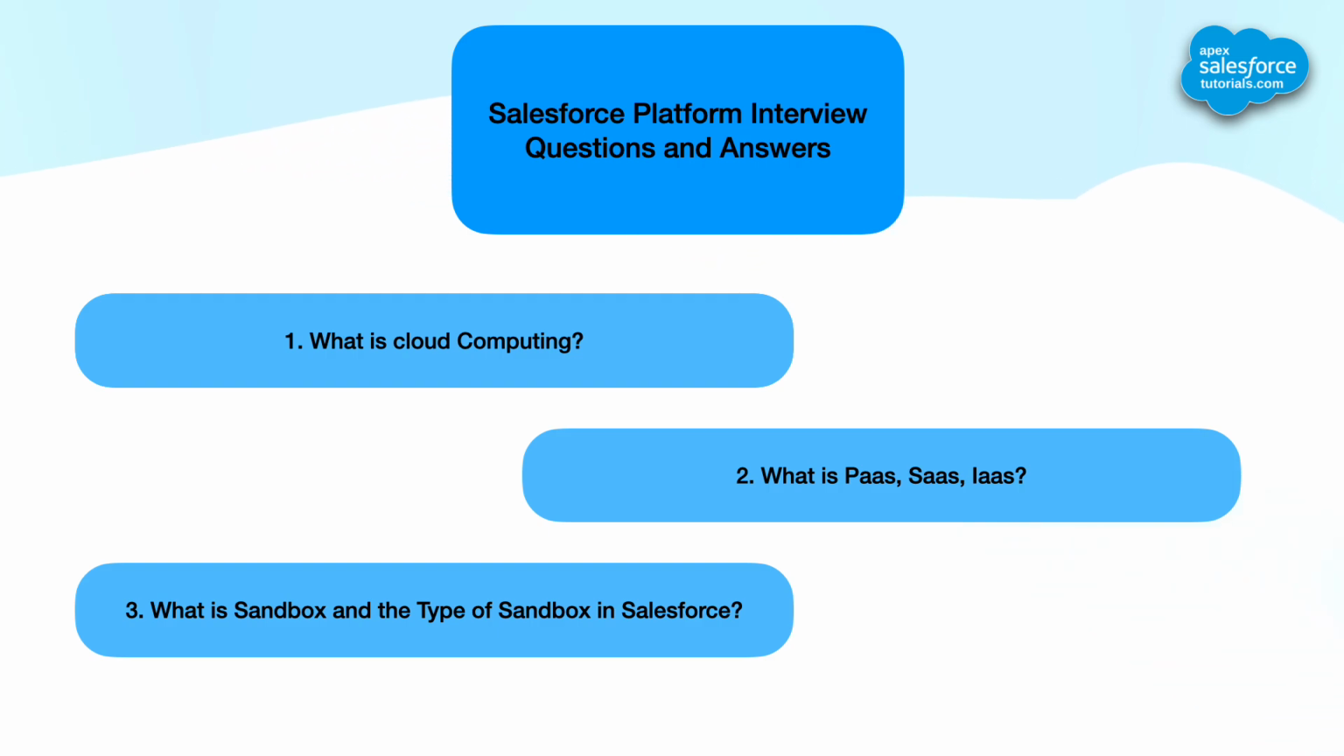SaaS, Software as a Service. Software is delivered online, licensed on a subscription basis, and hosted centrally, making it easy to access from anywhere. PaaS, Platform as a Service, a platform that allows customers to develop, run, and manage applications without worrying about the infrastructure. Third, what is a sandbox in Salesforce?